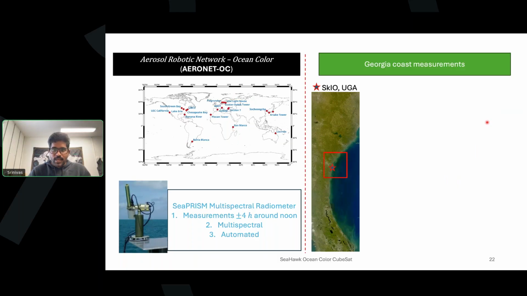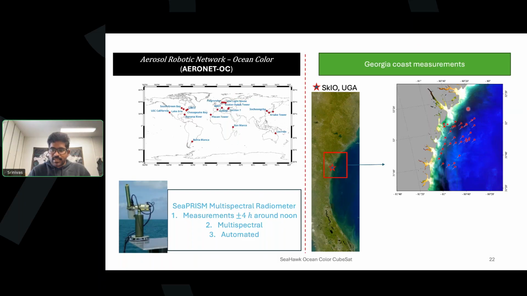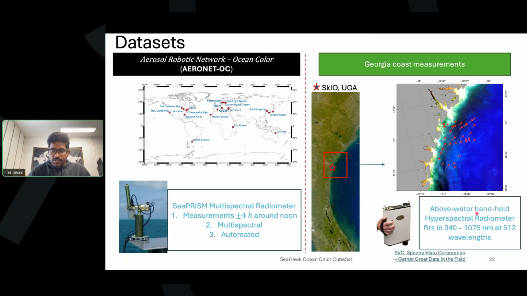And then we also have some measurements that our lab collected on the Georgia coast. These pins indicate the locations of the data that were collected by our lab using an above water handheld hyperspectral radiometer. The Aeronet OC is a multispectral radiometer, which means it has 8 to 11 spectral bands, whereas we have a hyperspectral radiometer which can collect data at a finer resolution, from 340 to 1075 nanometers at 512 wavelengths. So these have more data for each point.